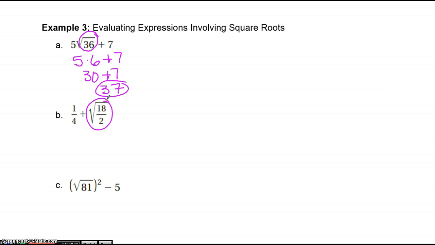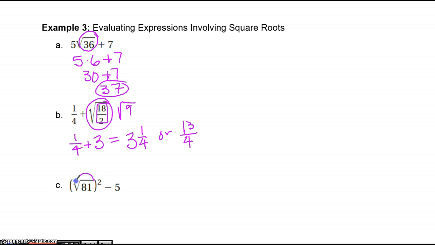B, I'm going to do the square root first. So I have 1/4 plus, remember this is the square root of 18 over the square root of 2, and you're going to tell me right now, I have no idea what the square root of 18 is. We could also look at 18 over 2 and rewrite this as the square root of 9, because 18 divided by 2 is 9. So the square root of 9 is 3. So if I put 1/4 plus 3, you can either write 3 and 1/4, or you can write 13 over 4. Either way does not matter to me.